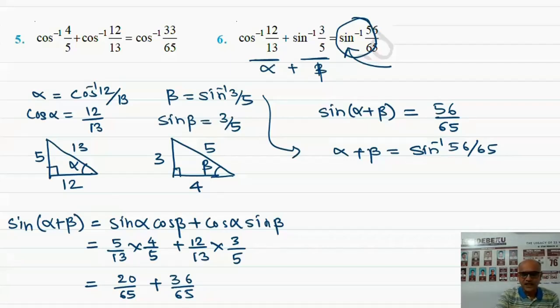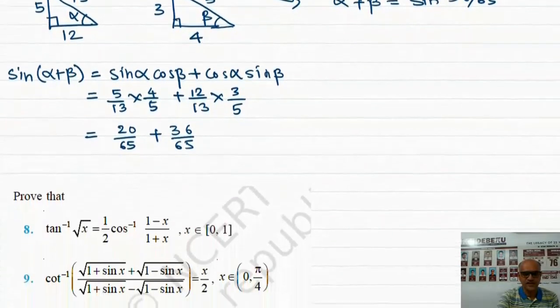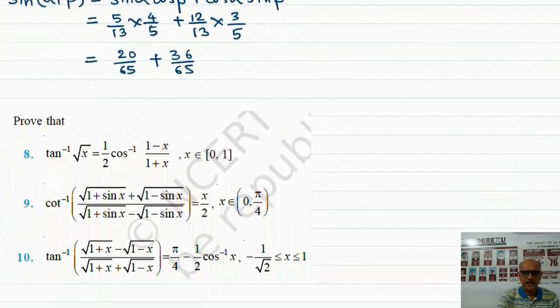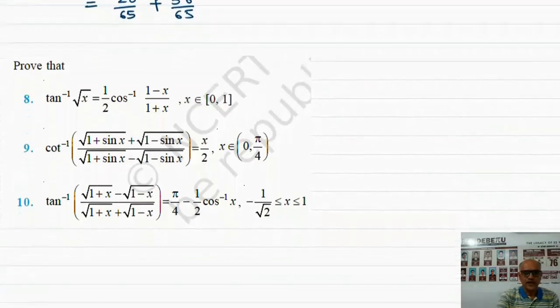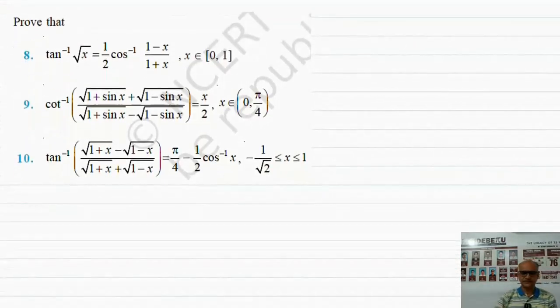Clear? If you understand, it's very easy. You are just required to know the trigonometric formulas of first year correctly. Next, if I take the 8th one, prove that tan inverse root x is equal to half cos inverse.